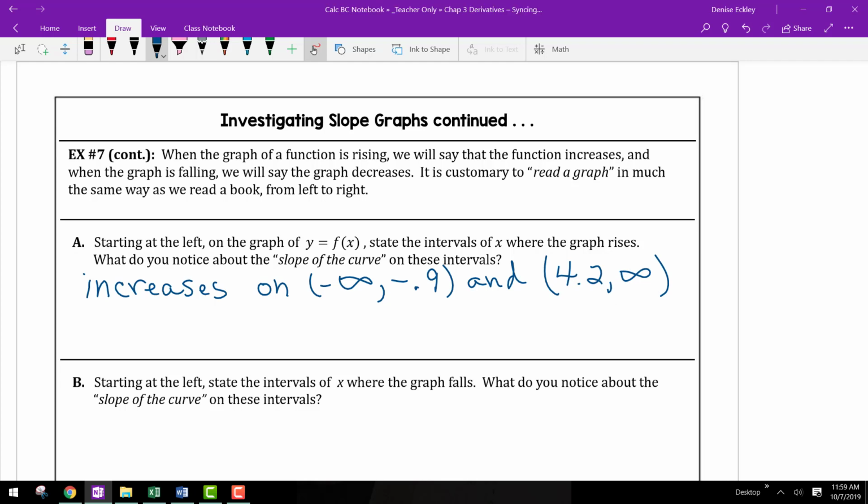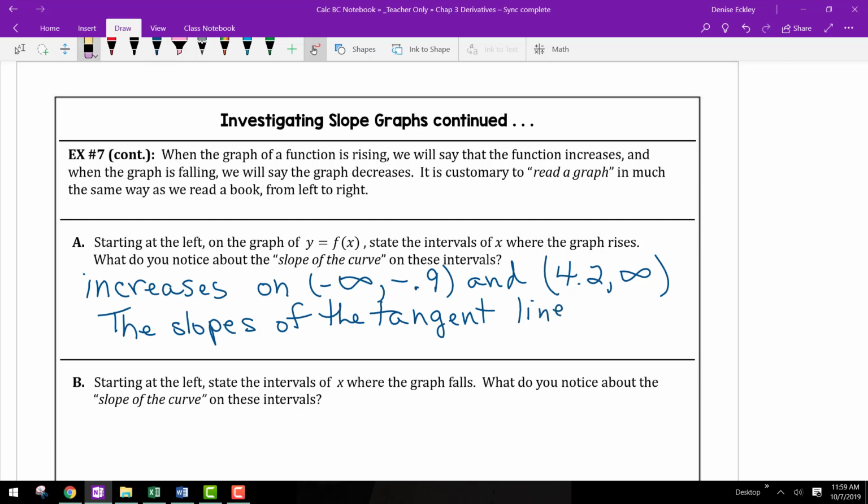And then it says, what do you notice about the slopes? So the slopes of the tangent lines are positive. They're all going up. We have a graph that's increasing, so the slope has to be positive.